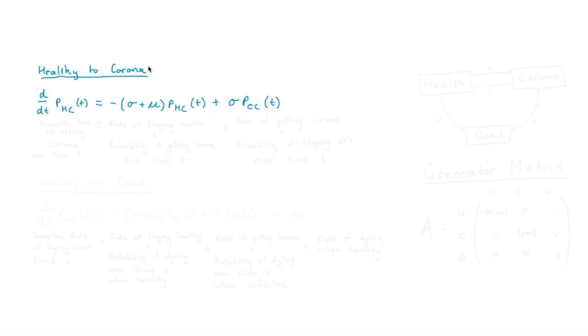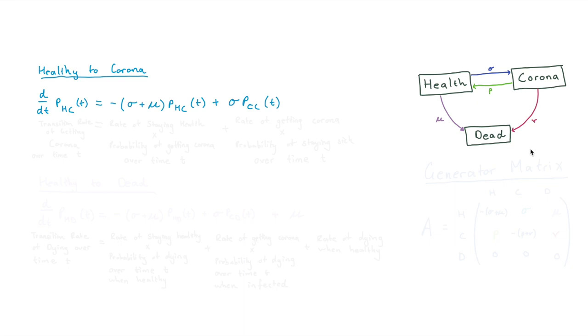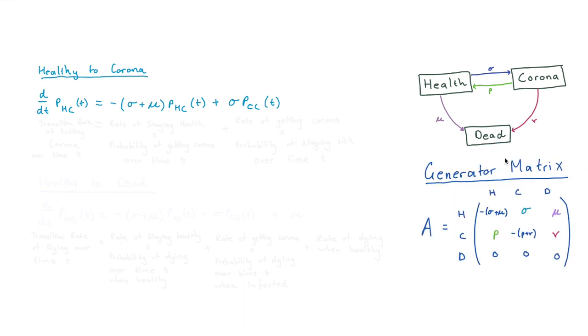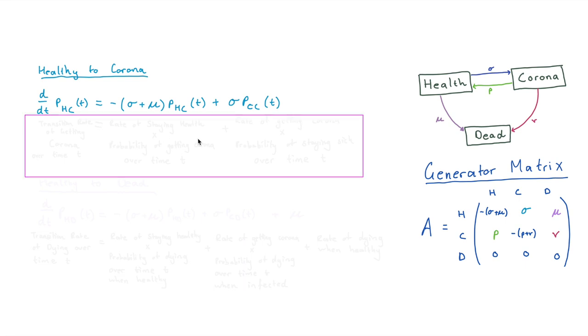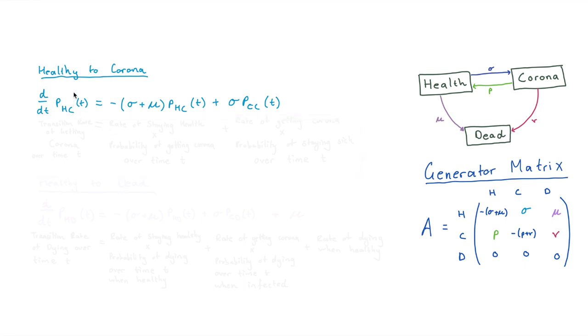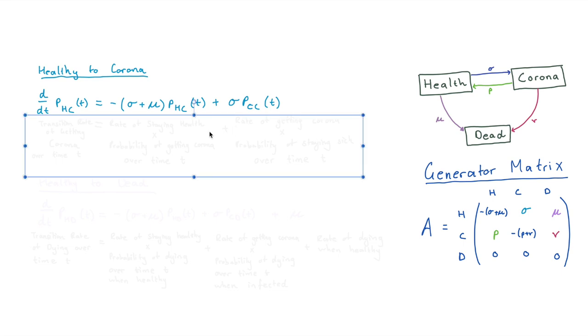Kolmogorov backwards differential equation. So first, let's look at going from healthy to having the coronavirus. Let's bring up our transitional diagram, as well as our generator matrix. In discussing this, we're using Kolmogorov's backwards differential equation to figure out what these probabilities are. So what we're saying here is the derivative of the probability of going from healthy to corona over time t is equal to negative the sum of getting the coronavirus and dying times the probability of going from healthy to corona over time t, plus the rate of becoming infected times the probability of staying with the coronavirus over time t. So let's look at that again.